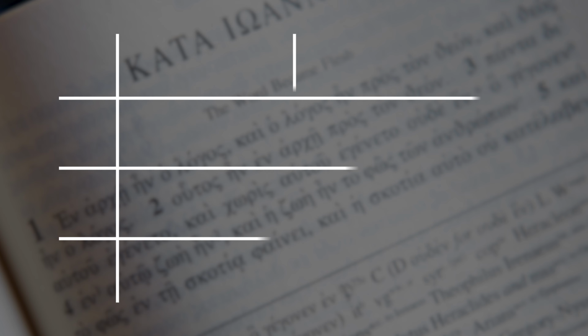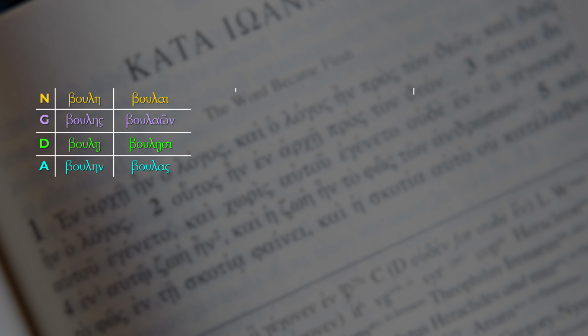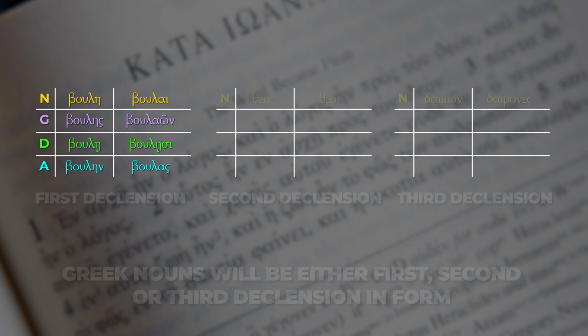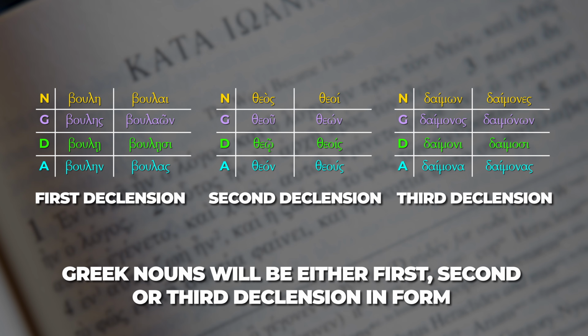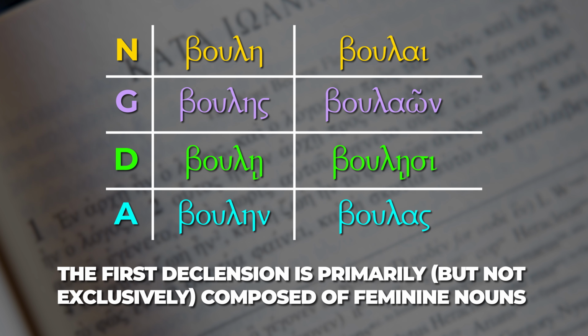In the previous video, you were introduced to the basics of Greek nouns. Recall that Greek nouns are classified according to one of three declensions. In this video, you will be introduced to first declension Greek nouns. The first declension is primarily but not exclusively composed of feminine nouns.